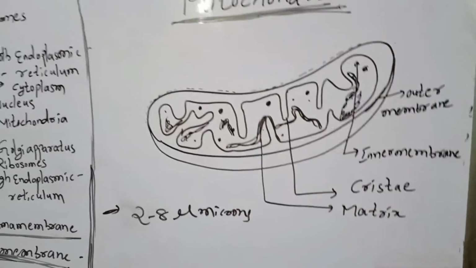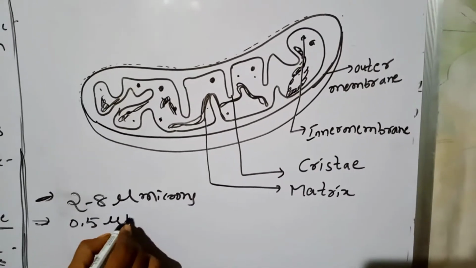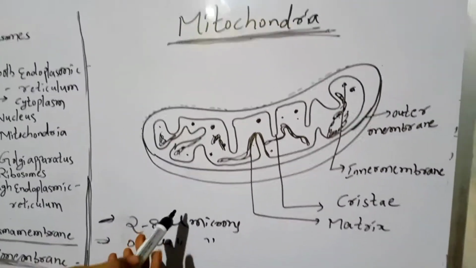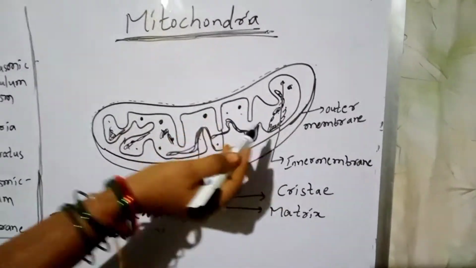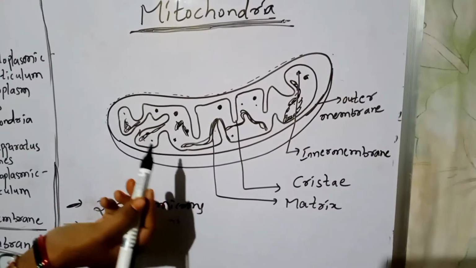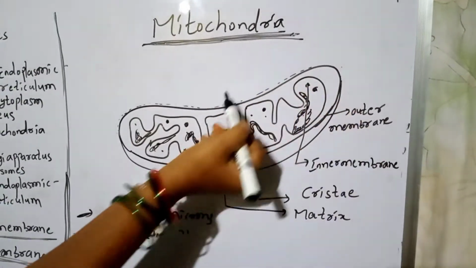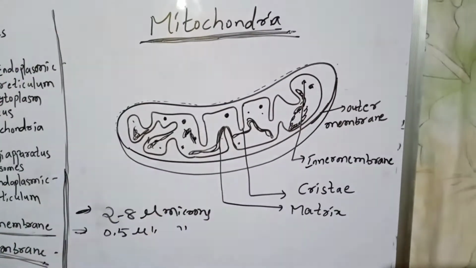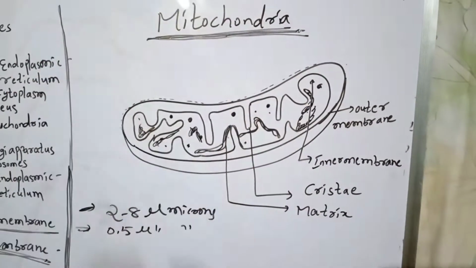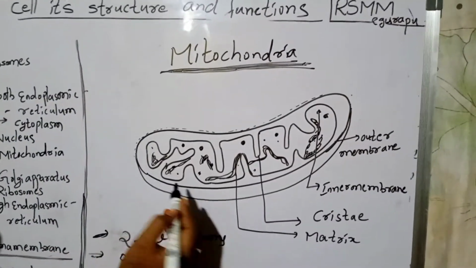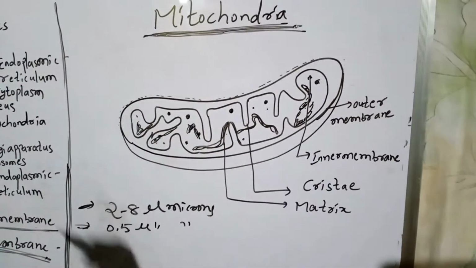What is the width of mitochondria? 0.5 microns. This mitochondria is 150 times smaller than the nucleus. We observed the nucleus, no? If we compare the nucleus and mitochondria, mitochondria is 150 times smaller than the nucleus. These mitochondria we can observe only under an electron microscope. If we want to observe a deep or clear structure, we have to use only an electron microscope.